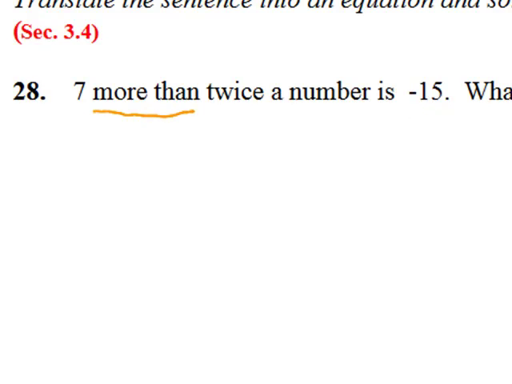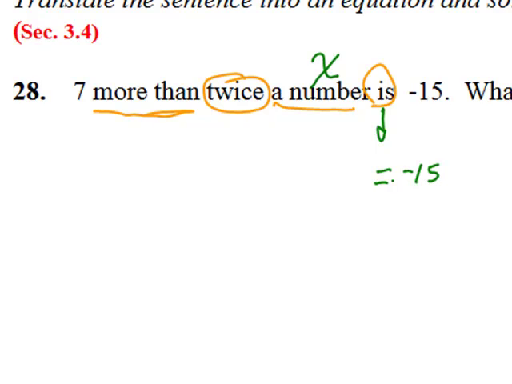More than, keywords. Twice, keyword. Is, keyword. A number. I guess everything's very important here. Let's see. For the number, it's unknown, so I'm going to call it x. Is means equals, and we need to equal this to negative 15, whatever comes before. Now, 7 more than twice a number. I see twice a number as 2x, and I want 7 more than that number, so I must add 7 to it.